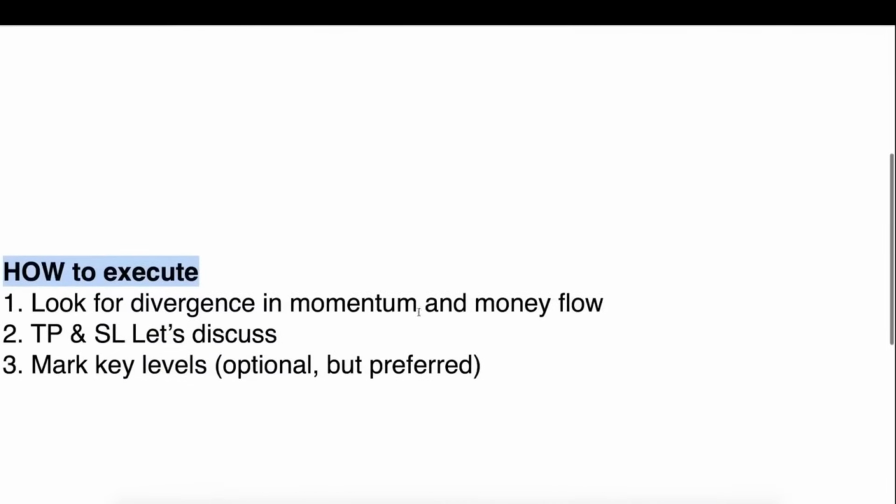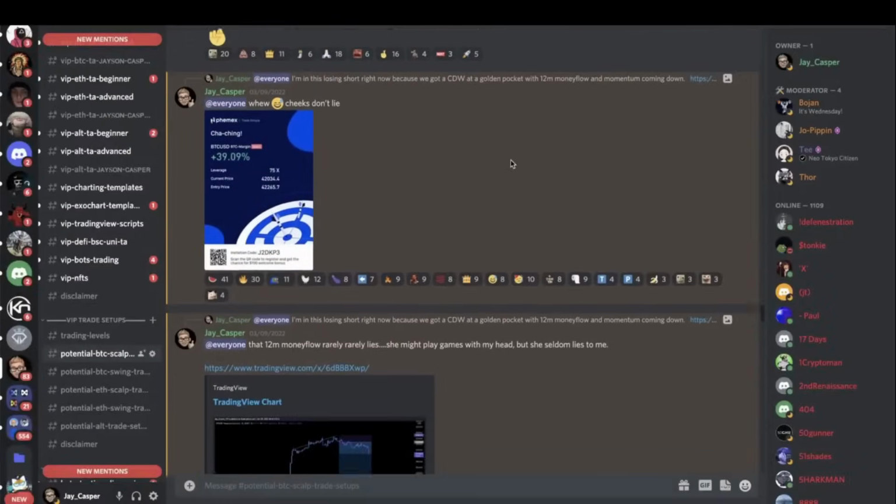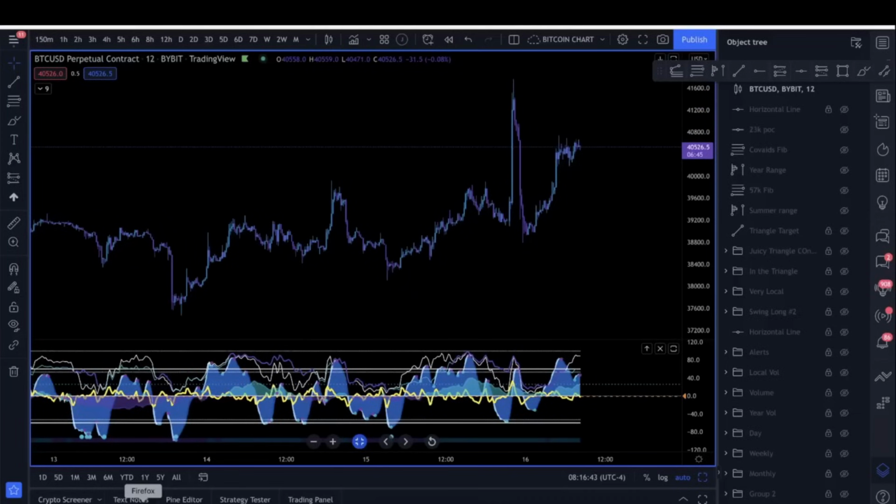So what we are going to do is simply look for divergences in momentum and money flow on the 12-minute time frame. What do I mean by that? Well, if we go back here, we can see that when I entered the short trade, price was getting higher, coming up to a level, we'll get to that later, and momentum and money flow were both getting lower as the price was getting higher. This is known as a divergence. A divergence is when price and the oscillator do the opposite thing.